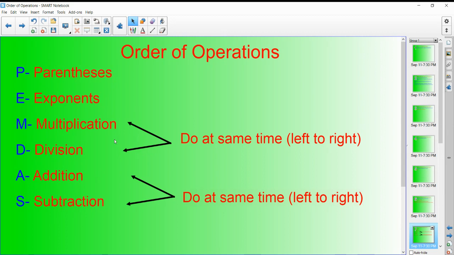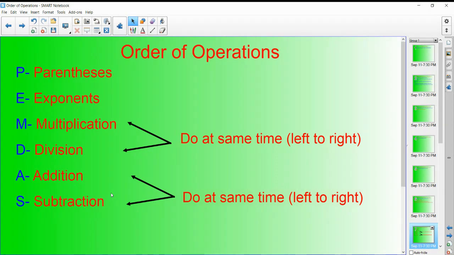Now we talked about how multiplication and division are the same thing, so we do them at the same time. We do them from left to right. Multiplication does not take precedence over division. And the same thing is true with addition and subtraction. Addition does not need to come before subtraction. We do whatever it tells us from left to right.